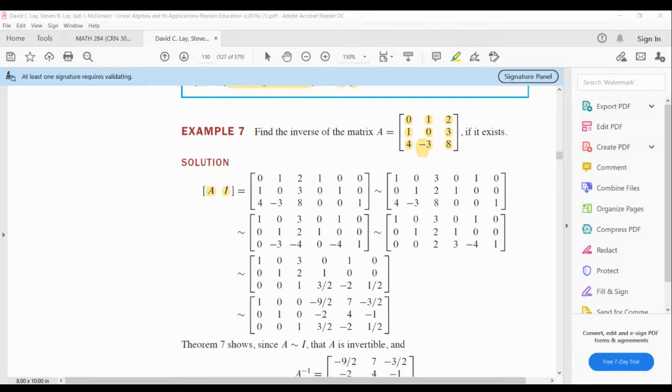So what they're doing here in the example is creating a new matrix that contains the matrix A and the identity matrix. And that's what they have here, a big matrix that has the matrix A and the identity. Okay, so far so good. Are there any questions so far?